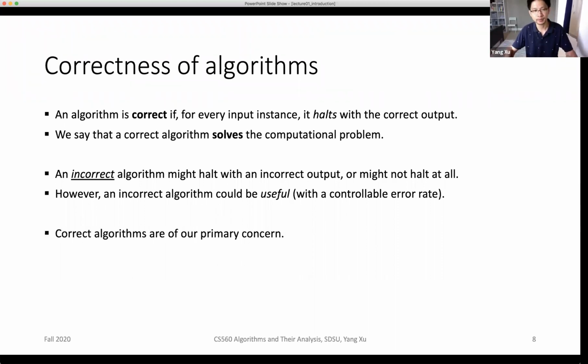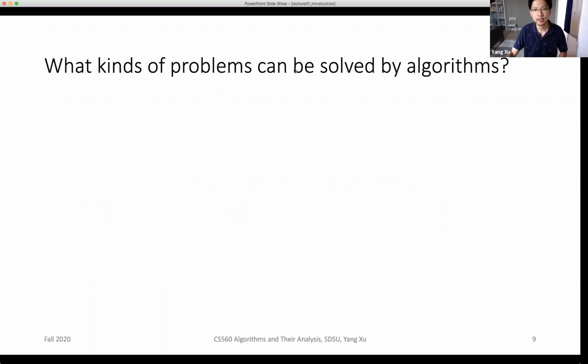But primarily, especially in this course, correct algorithms are our primary concern. We want algorithms that give the correct output, given the inputs. Always correct outputs. Next, we're going to look at what kind of problems can be solved by typical algorithms.